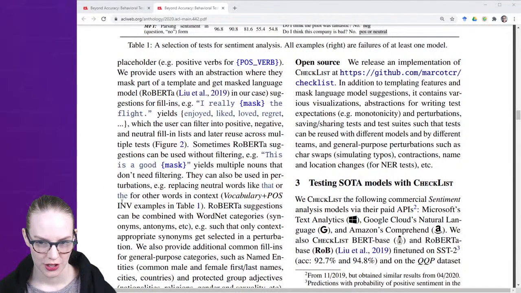Vocabulary part of speech. Inversion test, I believe that is. Example in table 1.